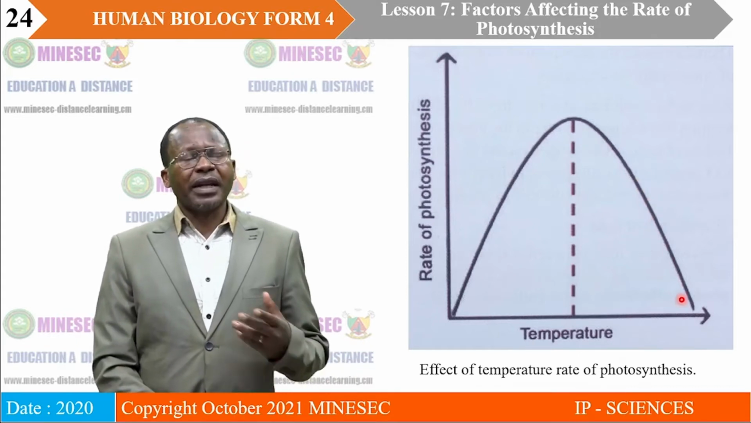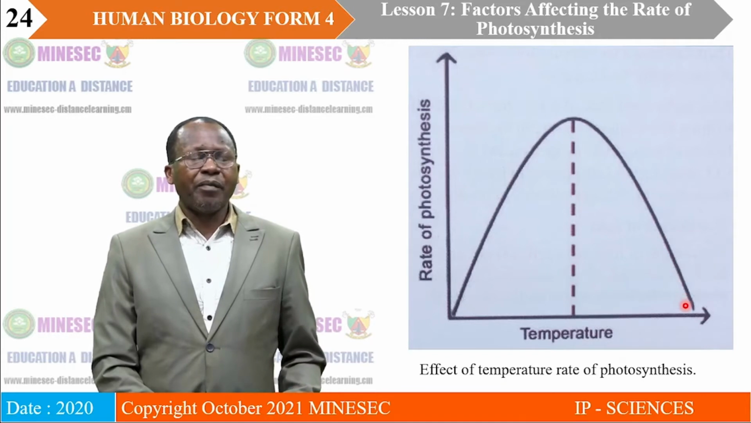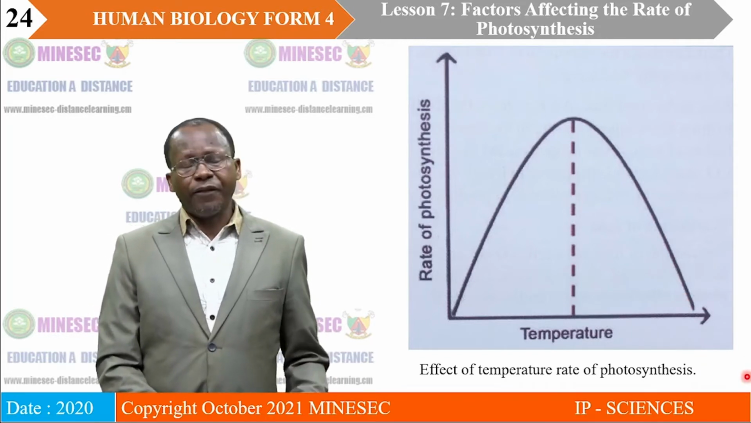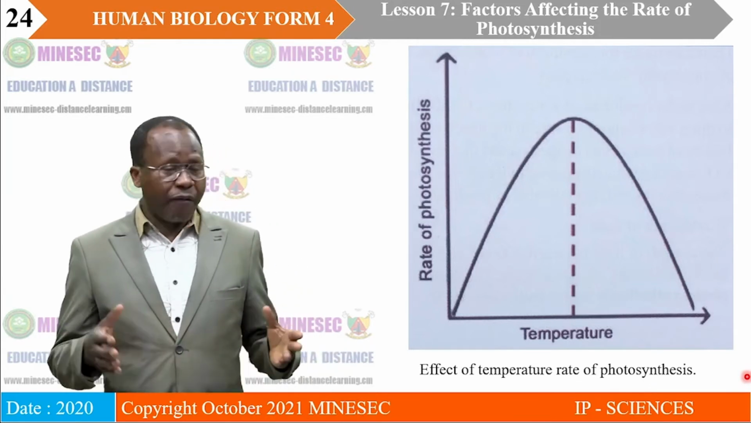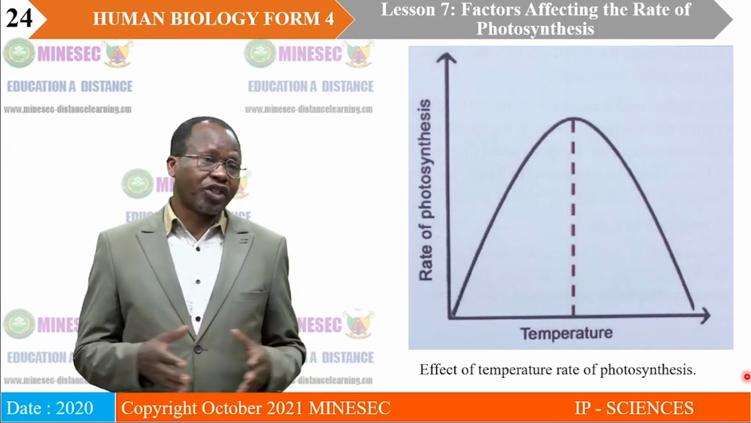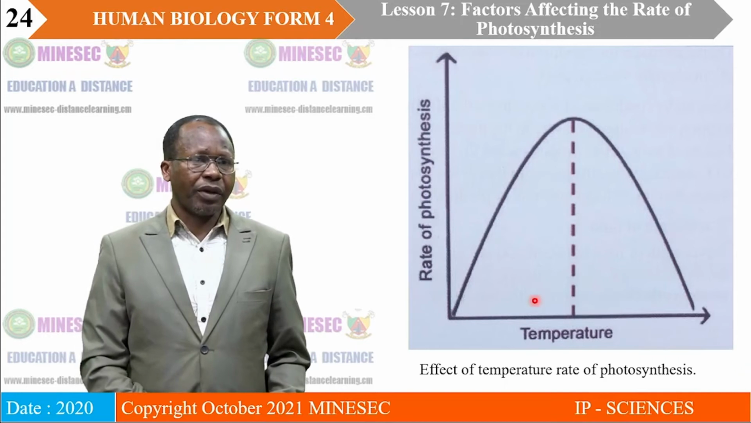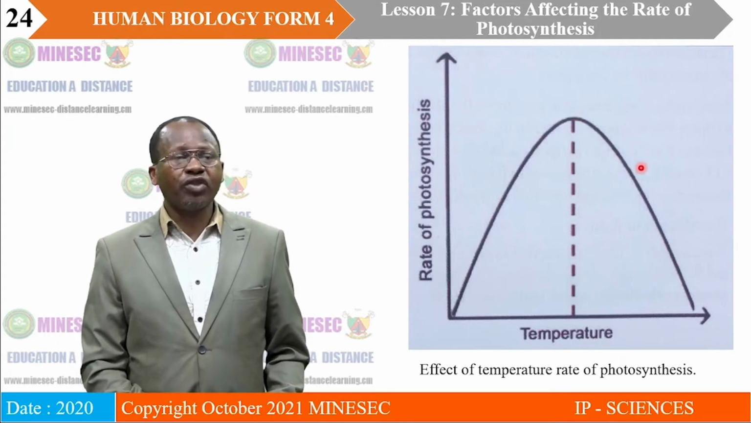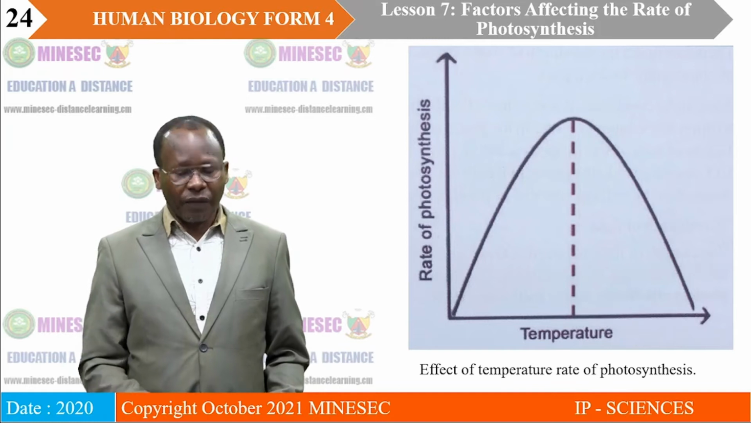Also, when the temperature is too high, it even kills some of the cells of the plants. Therefore, those chloroplasts that would have been photosynthesizing are already destroyed by the excess temperature. Therefore, you see that as temperature rises, the rate rises, but at optimum, further increases lead to a decrease in rate of photosynthesis.